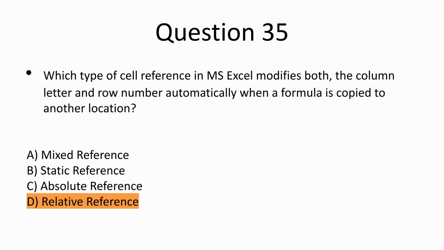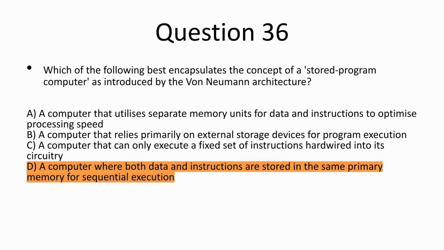Question 35. Which cell reference in MS Excel modifies both the column letter and row number automatically when a formula is copied? The answer is D. Relative reference. Question 36. What best encapsulates the concept of a "stored program computer" from the von Neumann architecture? D. A computer where both data and instructions are stored in the same primary memory for sequential execution.